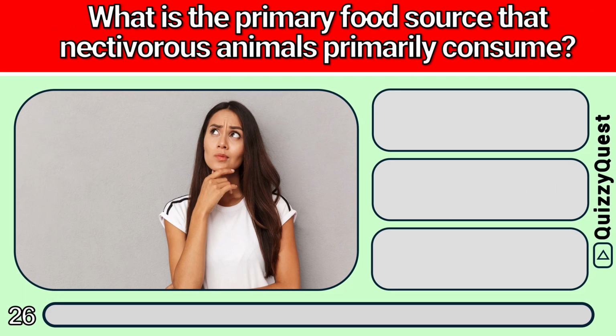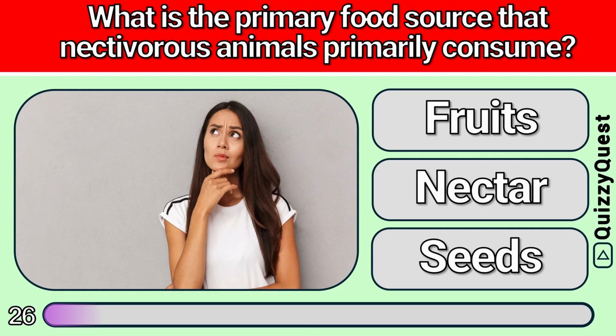What is the primary food source that nectivorous animals primarily consume? Is it A, fruits, B, nectar, or C, seeds?